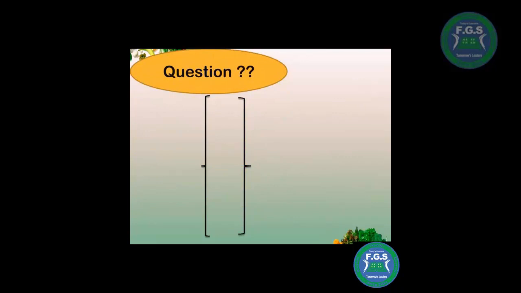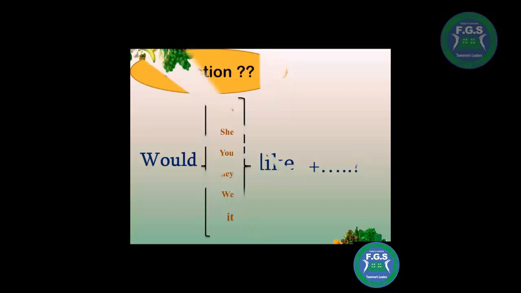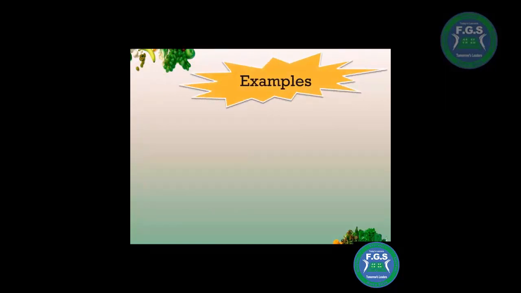Now part number 2, to ask a question. With would like, we start with would plus pronouns he, she, you, they, we, it, and so on. Then we add like plus the noun or the thing you talk about. For example, would he like an apple, an onion, a cucumber, some cereal, and so on. We have some examples here.